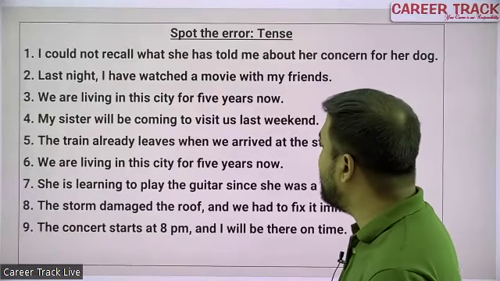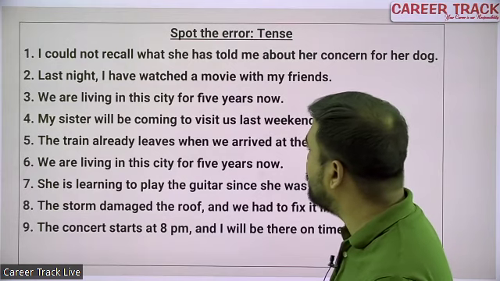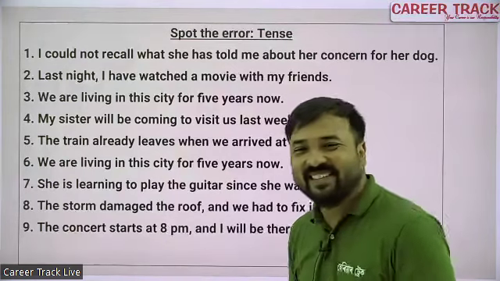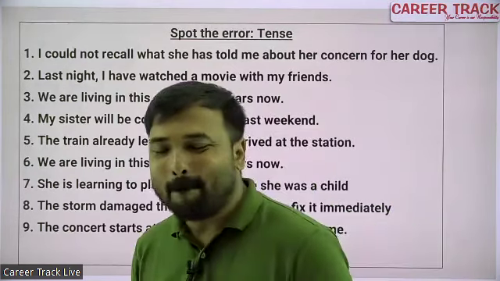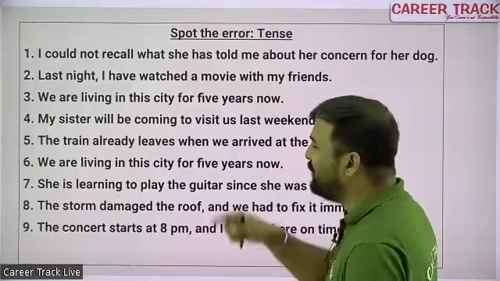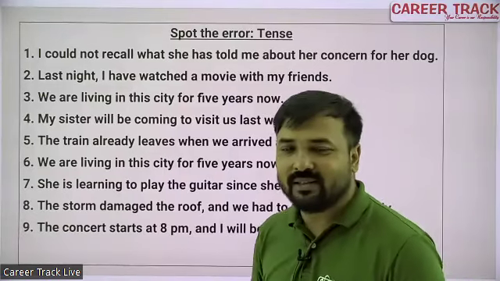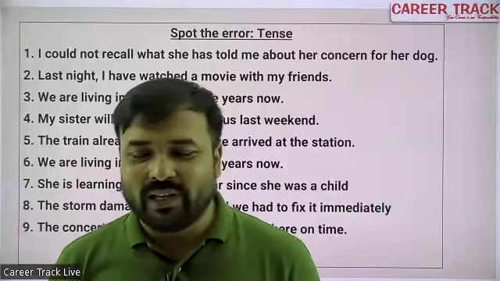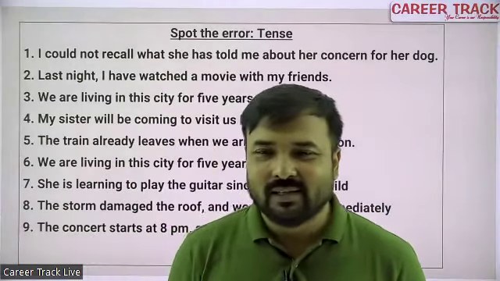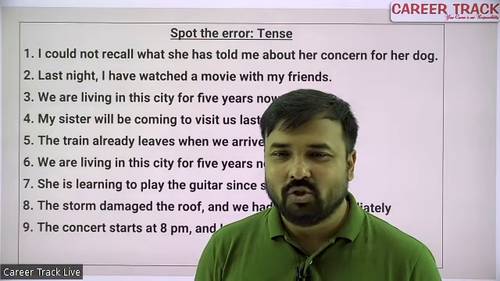Next one, we are living in the city for 5 years. This is repeated, so eliminate this. Next one, she is learning to play the guitar since she was a child.